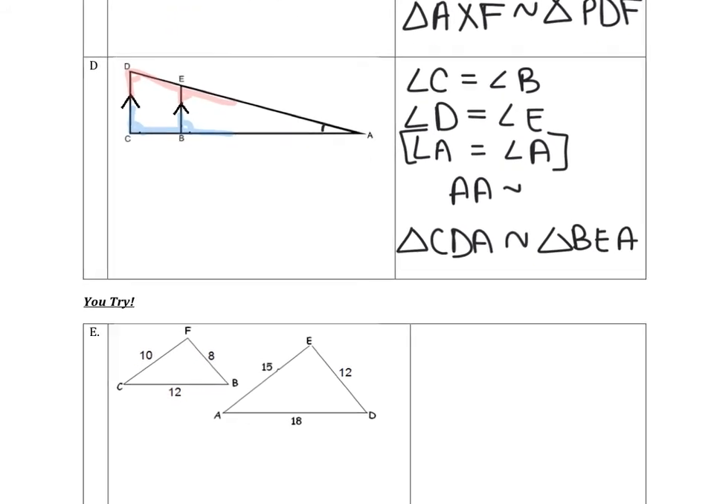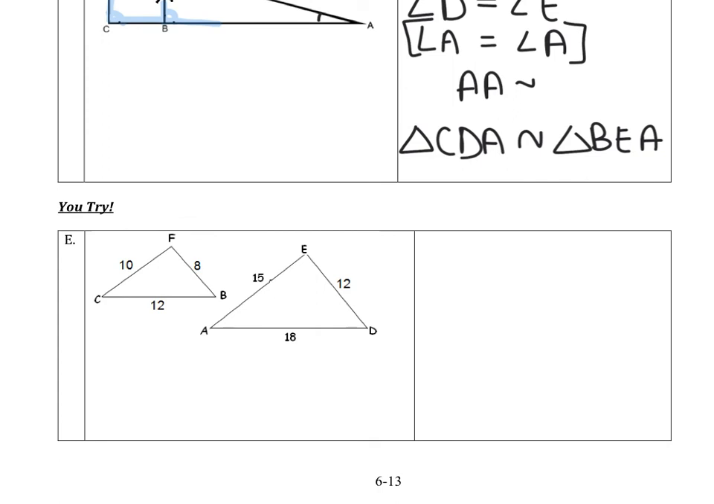Okay, so I want you to try this next one on your own. Notice you're not given any angles, just sides, which means you are going to be using that side, side, side proof. So pause the video and try it on your own.